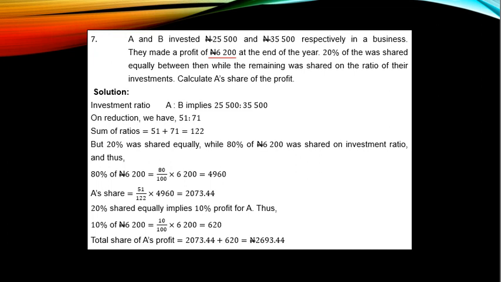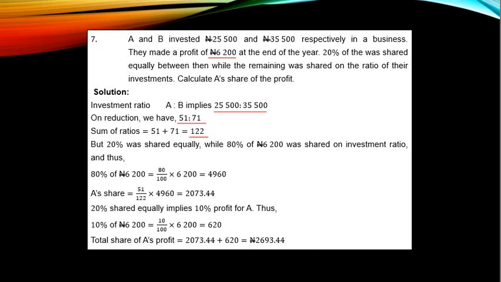That is 25,500 ratio 35,500. If you reduce this amount to the lowest form, you have 51:71. For you to share now, you must get the sum of ratio, and that is 51 plus 71 equal to 122.